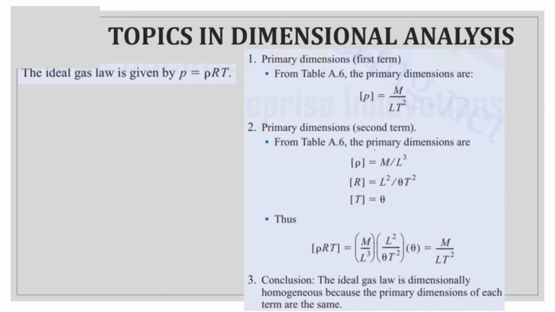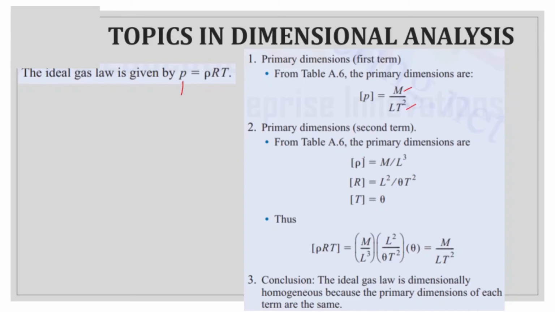So next example is for the ideal gas law, given by P is equal to rho times R times T. Okay, so primary dimensions for the first term, which is this P here. So that P has the M over LT squared dimension.